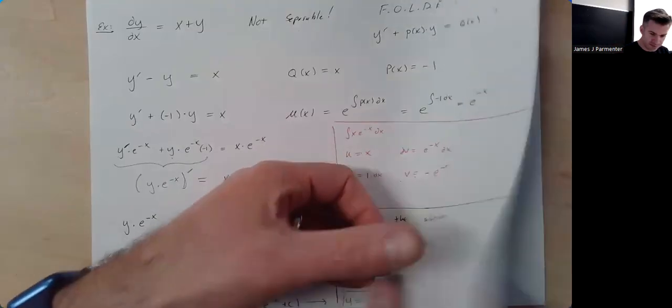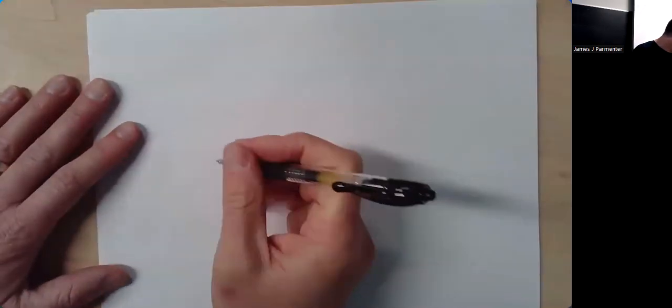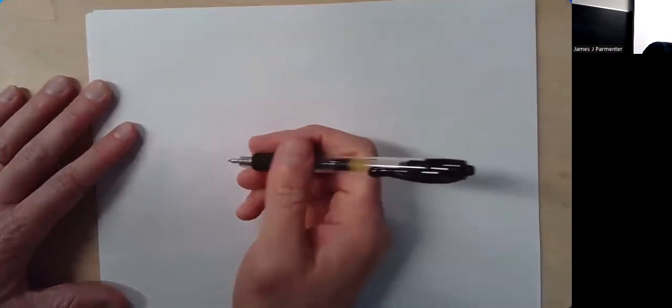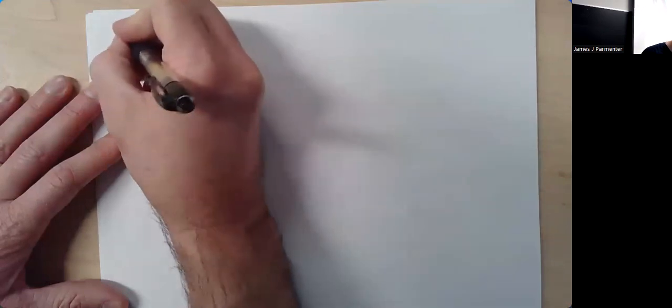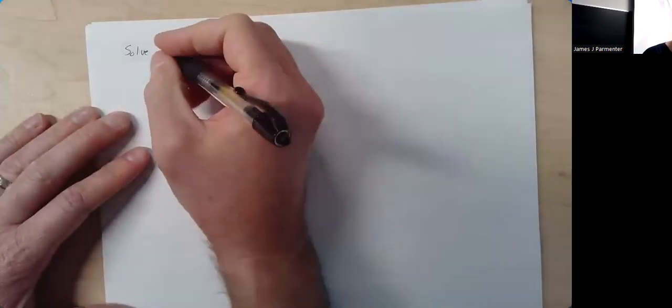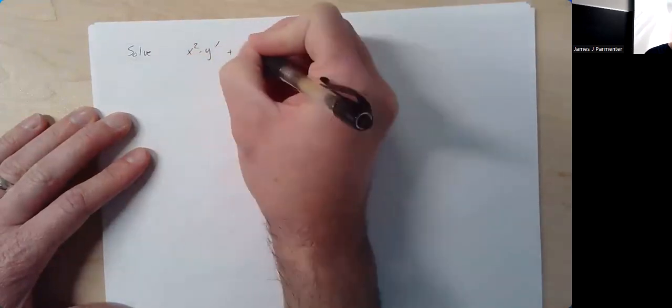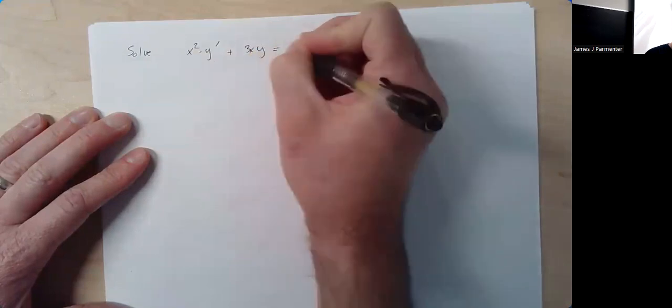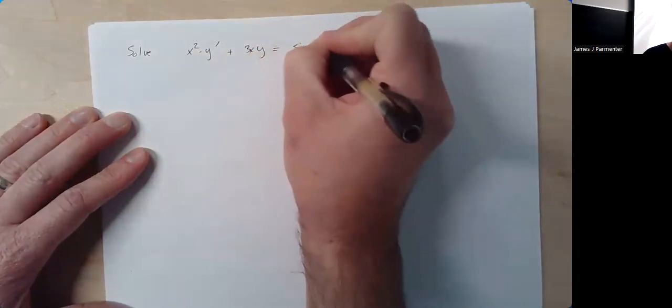Those are all separable. I'll take some non-separable ones. So let's try solving the following: x squared times y prime plus 3xy equal to sine of x.